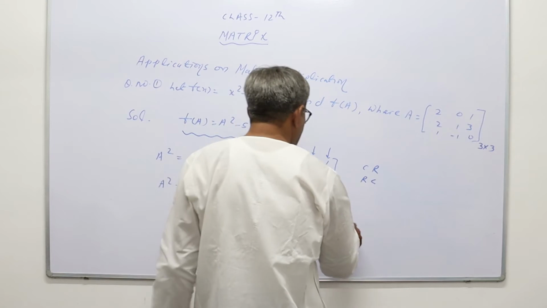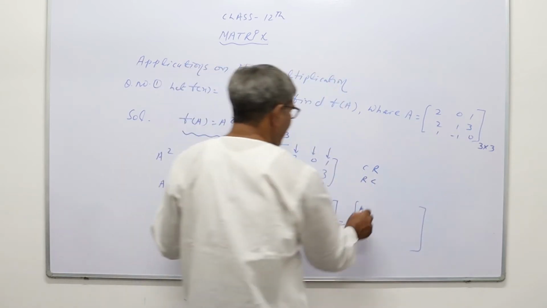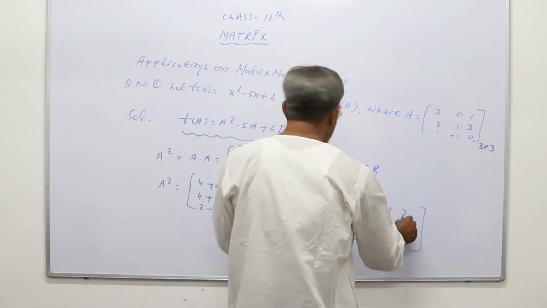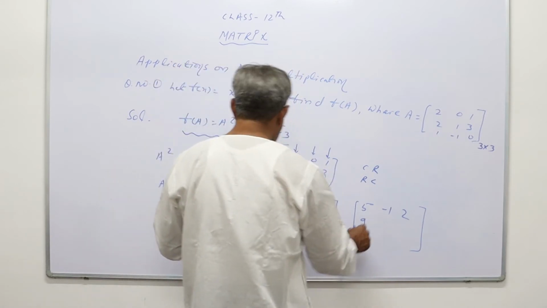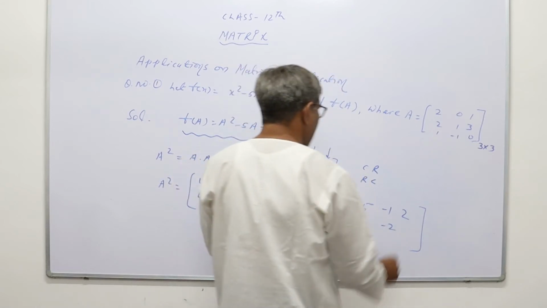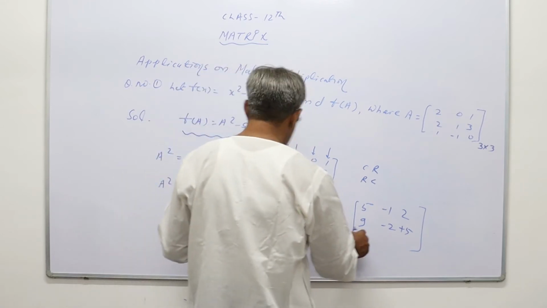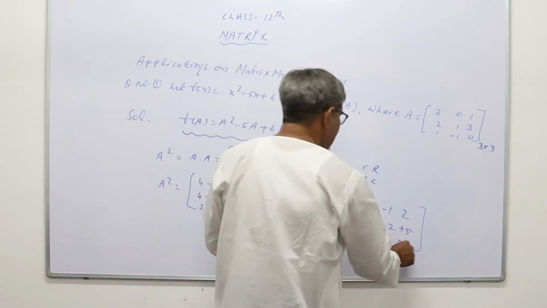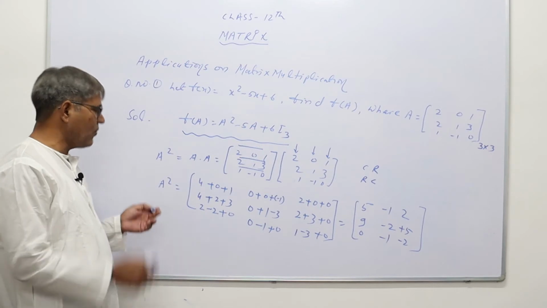So A² will be equal to, now add the elements. So 4 and 1, 5, minus 1, 0, 2, 4 and 2, 6 and 3, it will be 9, 1 minus 3, that is −2, 2 plus 3, that is 5, then 2 minus 2, that is 0, it will be −1, 1 minus 3, that is −2. So in this way, we will find A².